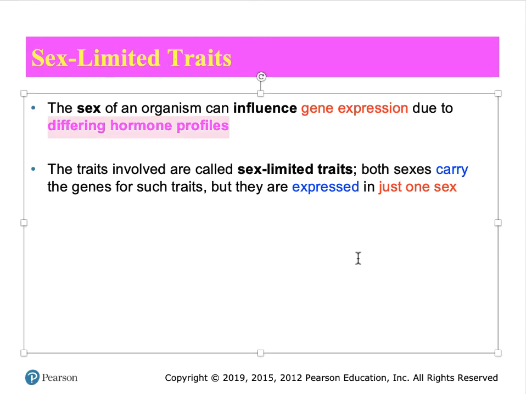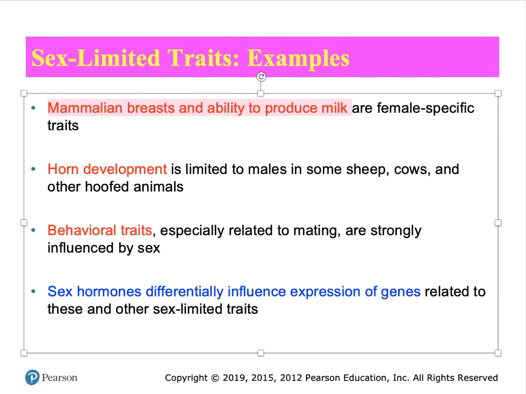The genes are present in both sexes, but because of the hormonal difference in one sex versus the other, that gene is expressed in one sex and not the other. The book gives us several examples so we can relate to this. The first example is to do with breasts and milk production. So only females have the appropriate hormones to produce breasts, and they also have the appropriate hormones at the right time to produce milk. But males can't, even though both sexes carry the genes for milk production.